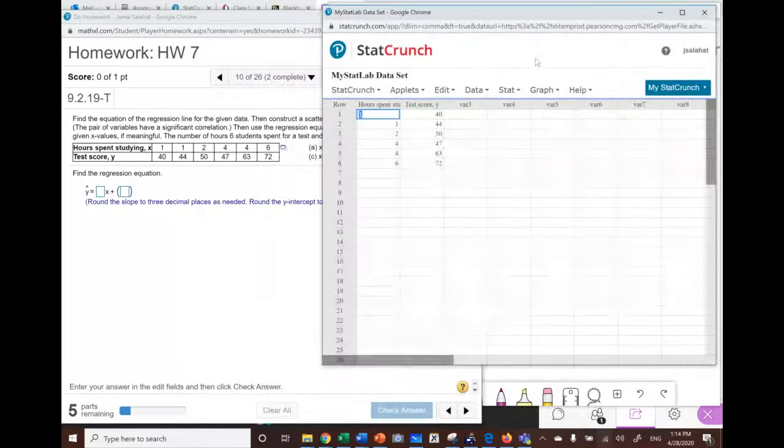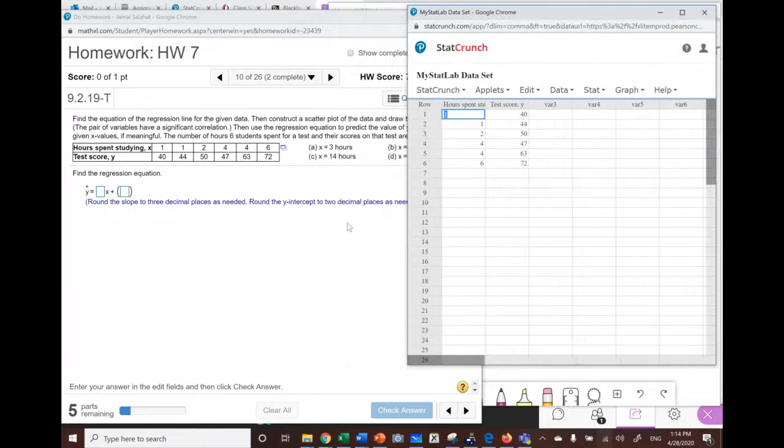So, if you open the data here, click on the icon here, open it in StatCrunch, this is our data. Now, they want us to find the equation. And to make it easy on us, they called the hours of study X already, and the test score is Y.